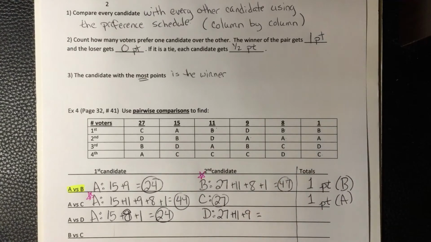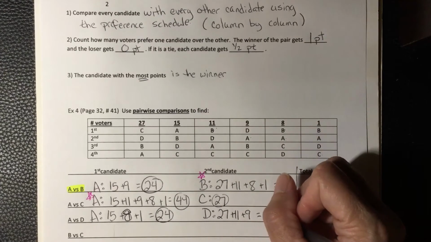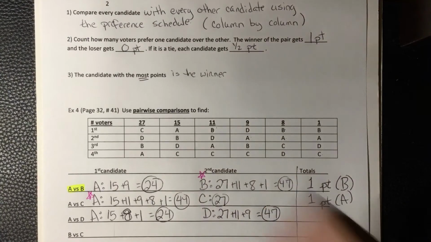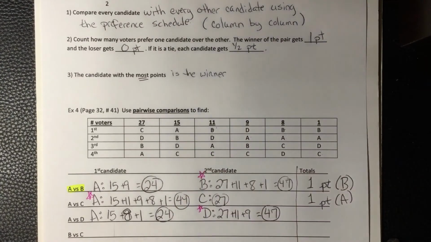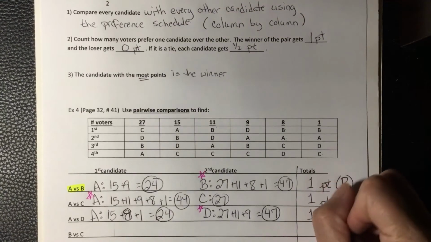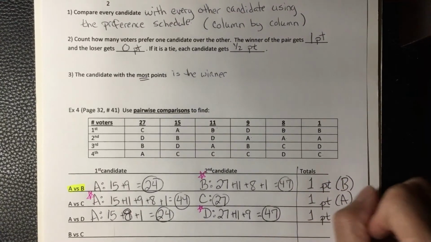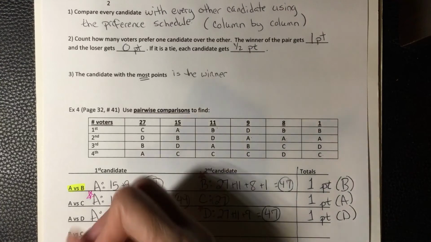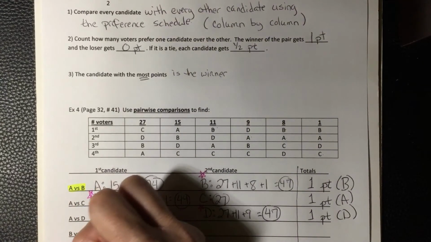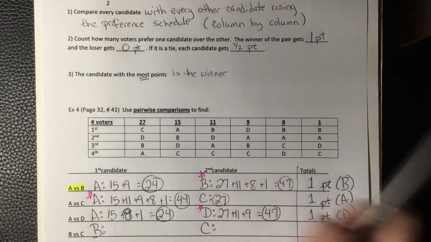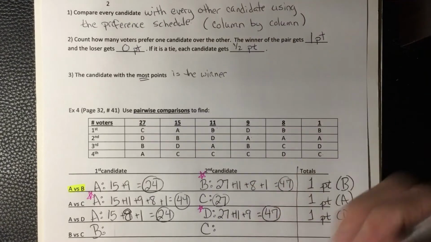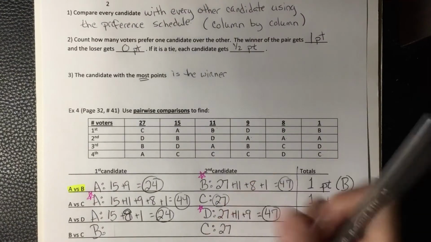All right, if I add up D, I get 47. So D definitely won that one. So we're gonna give 1 point to D. All right, we're halfway done. Now we're gonna compare B to C. All right, so as you do this, you get a little faster as you go. C is above B, so they get the 27 votes.